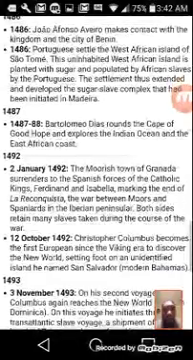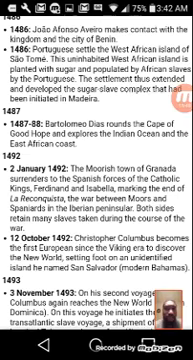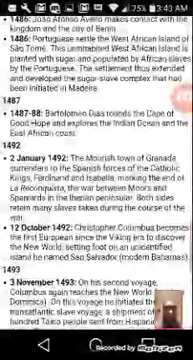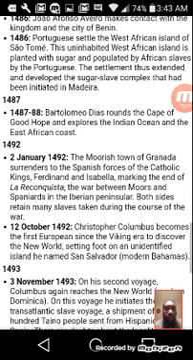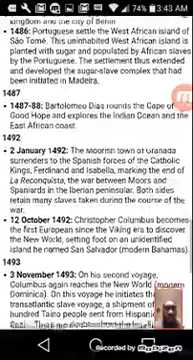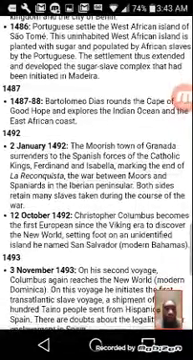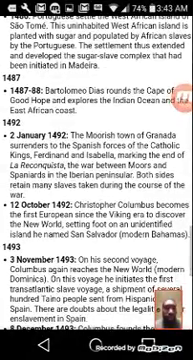1486, João Afonso de Aveiro makes contact with the kingdom and the city of Benin. Also in 1486, Portuguese settled the West African island of São Tomé. This uninhabited West African island is planted with sugar and populated by African slaves by the Portuguese. The settlement thus extended and developed the sugar slave complex that had been initiated in Madeira.